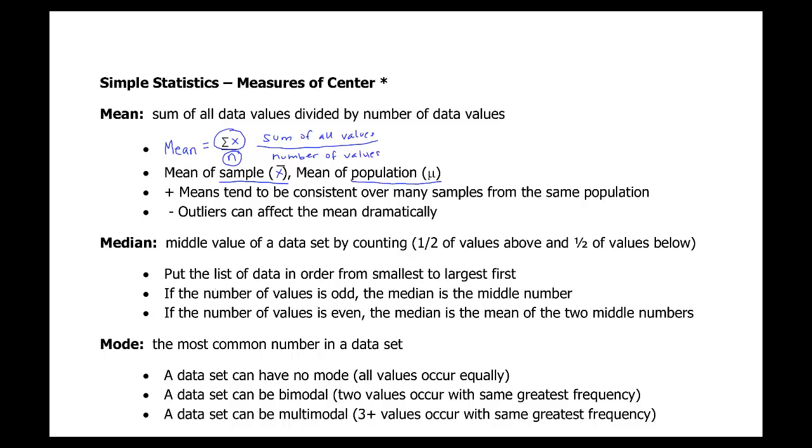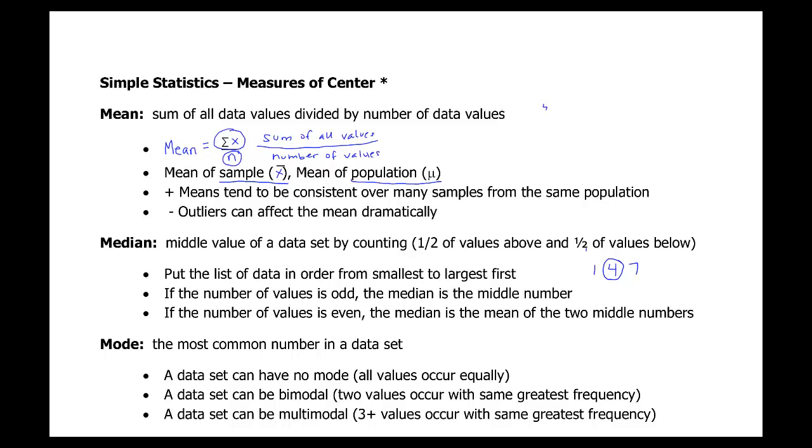The second measure of center is called the median, and that's just the middle value of a data set by counting. So half of the values would be above the median and half of the values would be below the median. In order to figure out the median, you need to put your list of data in order and then count. If our number of values in the data set is odd, then the median is going to be our middle number. So let's say I have a data set that looks like this. There's only 3 here, so the median has to be the middle one. So the median would be 4.